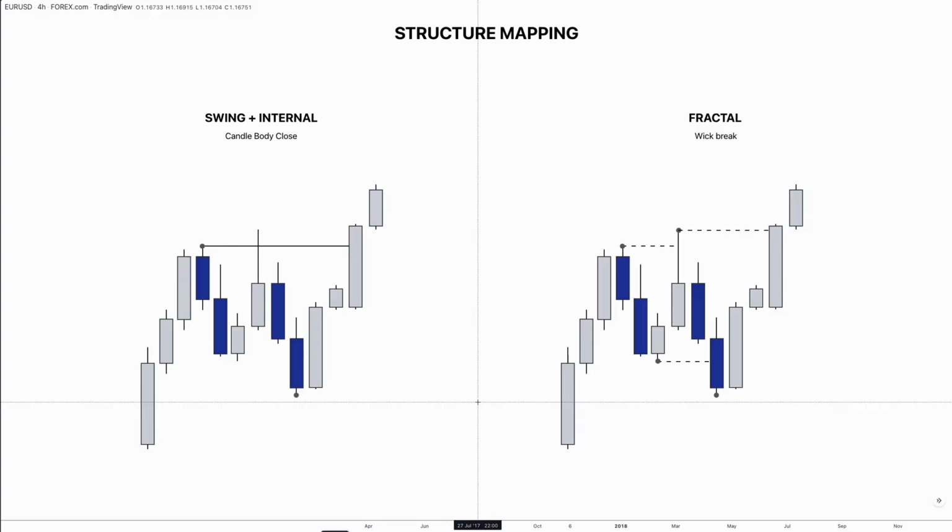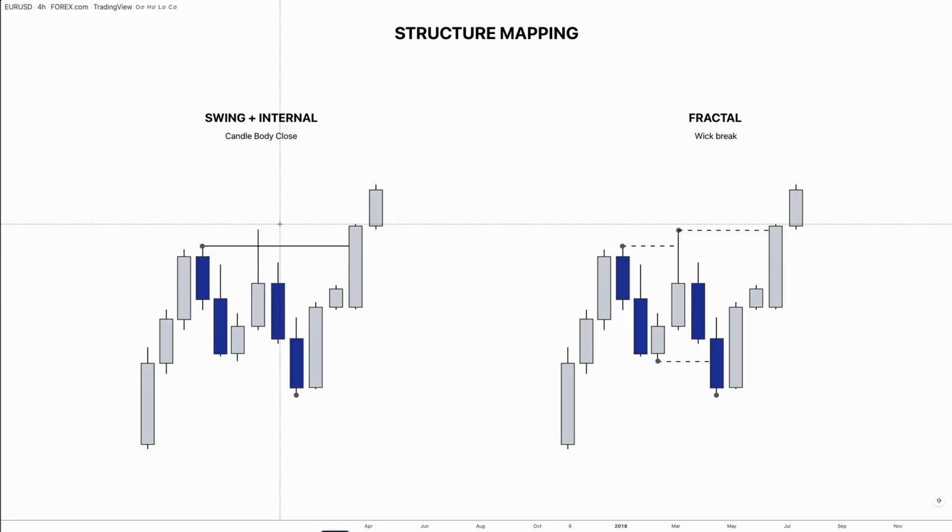At this point, don't worry if you don't know the exact differences between swing, internal, and fractal and all that fun stuff. We're going to get into it. But essentially, what we need to remember is we always use candle body closure for structure breaks for basically everything. And anytime we use wick breaks is for fractal structure when we're looking at change of character, okay? So this will become very clear in the following lessons, but I thought it'd be good to cover this now.